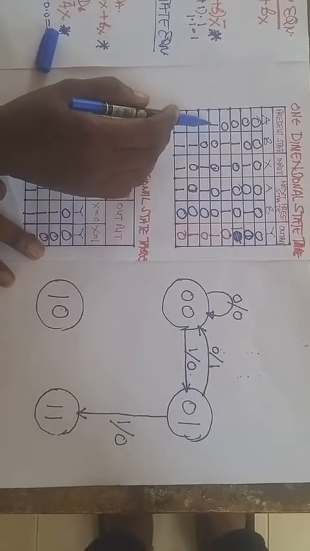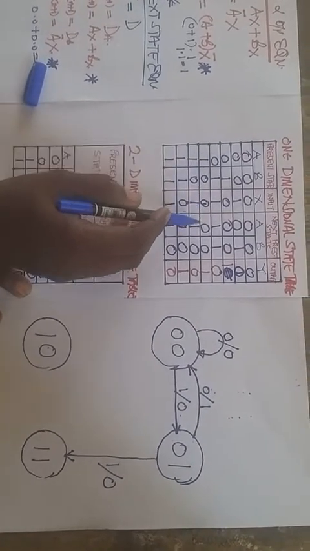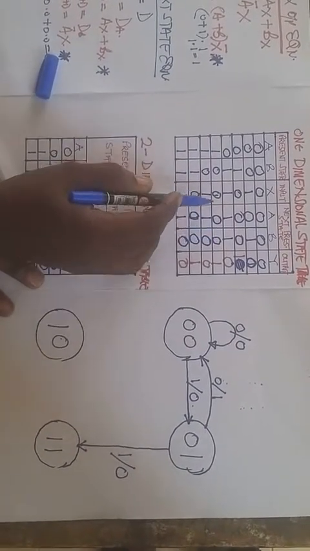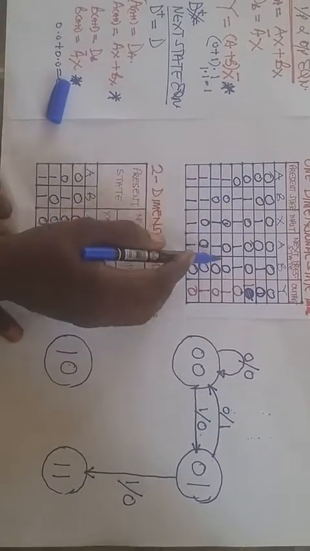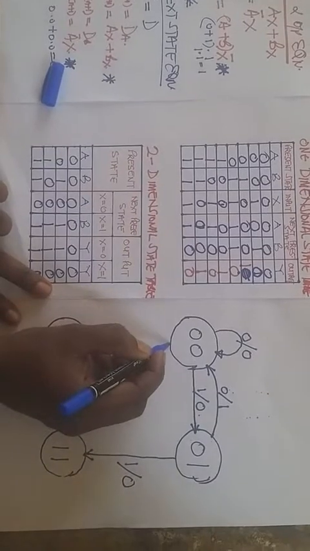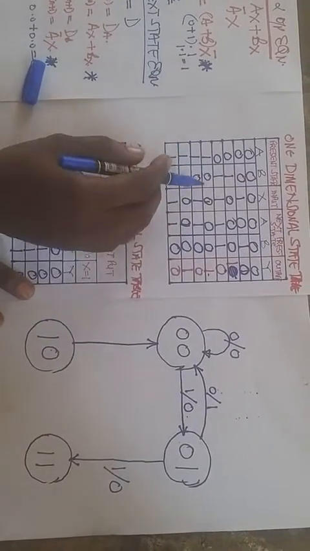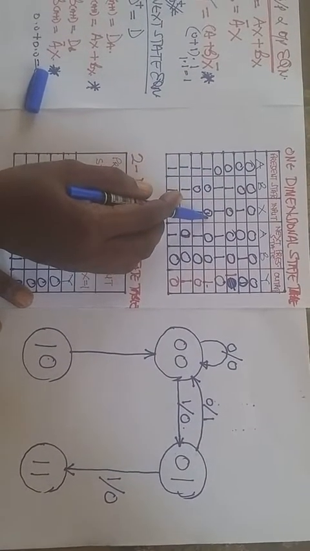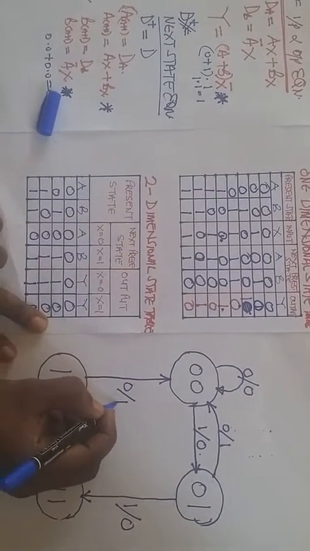So we are going here at 10, with a transition to 00 when the input is 0. So at 10, the transition is to 00. The input that caused the transition is 0, and it gives an output of 1. So 0 slash 1.